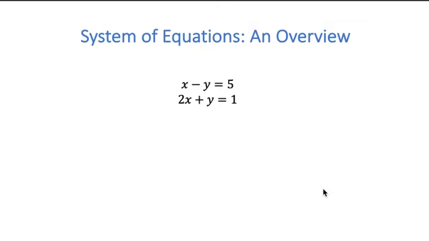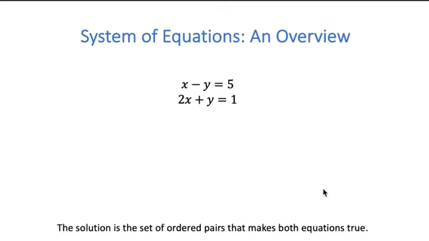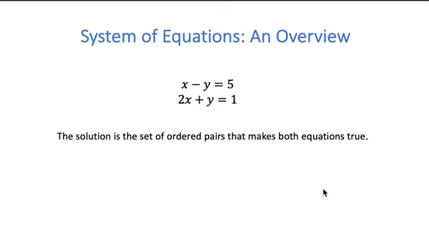If we're going to be solving a system of equations, this is an example of a system that we might solve. The solution set is the set of ordered pairs that makes both of the equations true. There's an infinite number of ordered pairs that makes the first equation true, and same for the second. But the solution set is the ordered pair or ordered pairs that work in both equations.